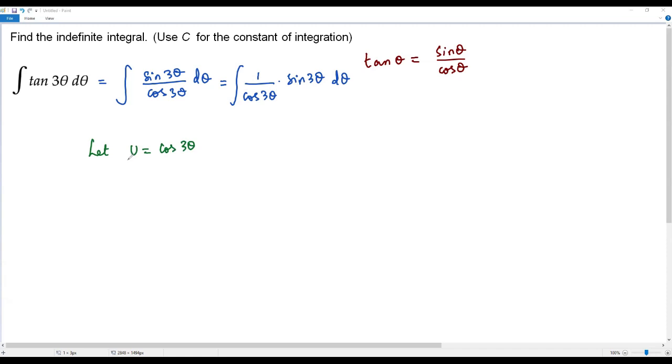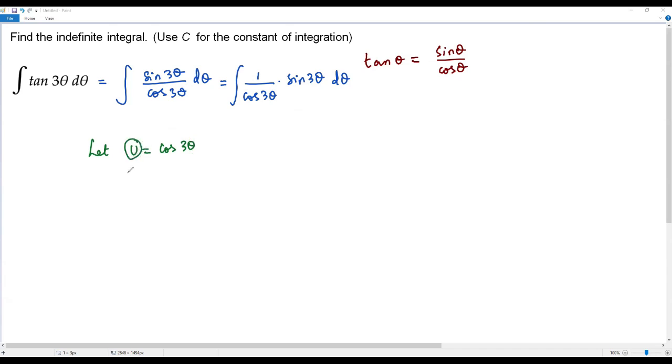Okay, since I substituted a new variable u, the entire integration has to be changed to the new variable u. So when I change the entire integration to the new variable u, instead of d theta, I must have du. So if I want to get du, what should I do with this u? For that, I have to get the derivative of this u. Since we have the original integration in the variable theta, I have to find the derivative on both sides of this equation with respect to theta.